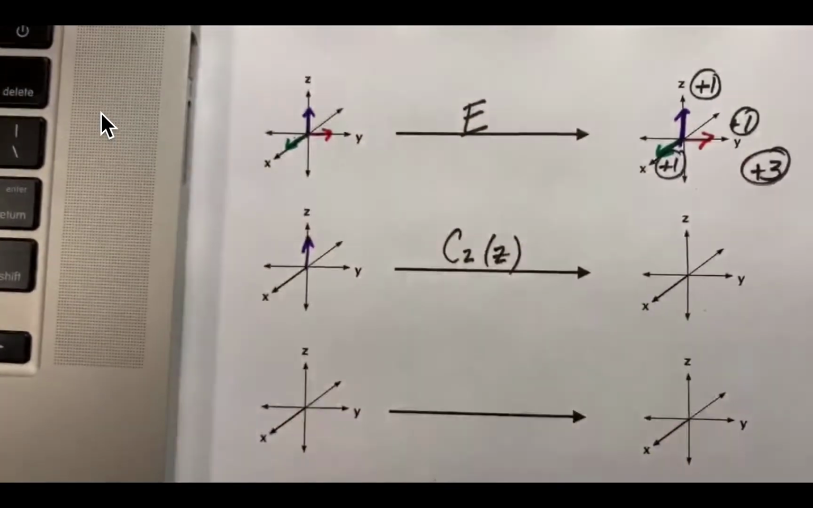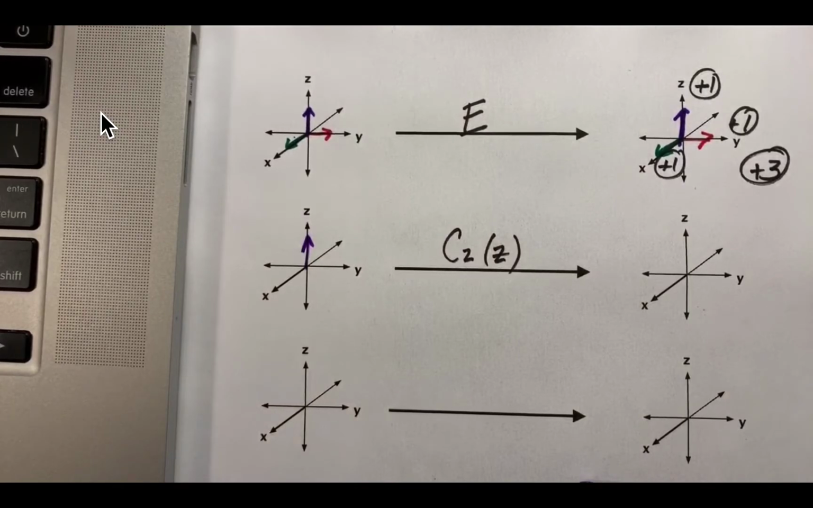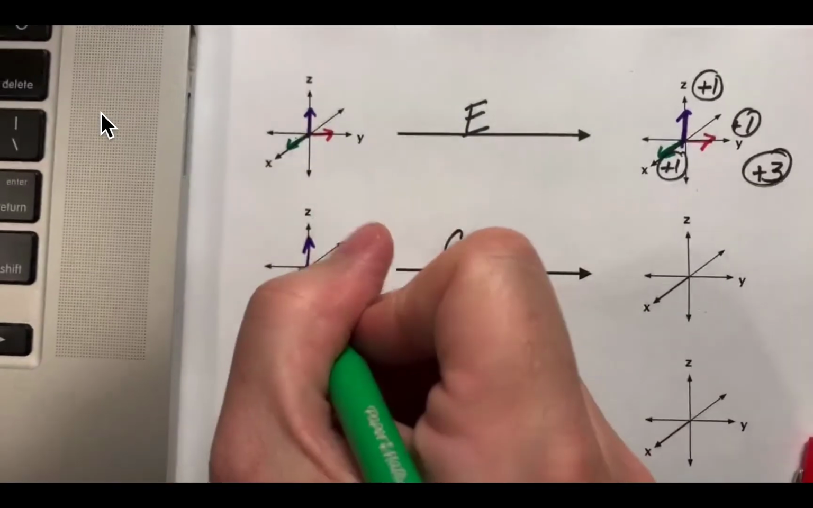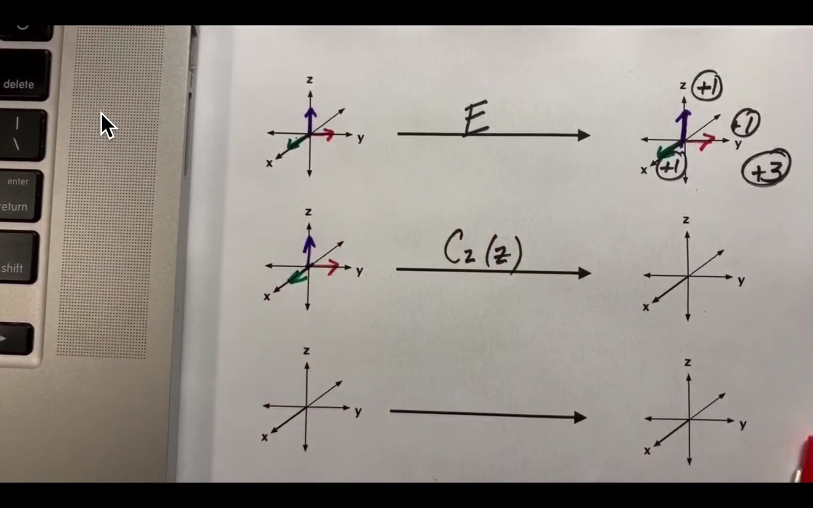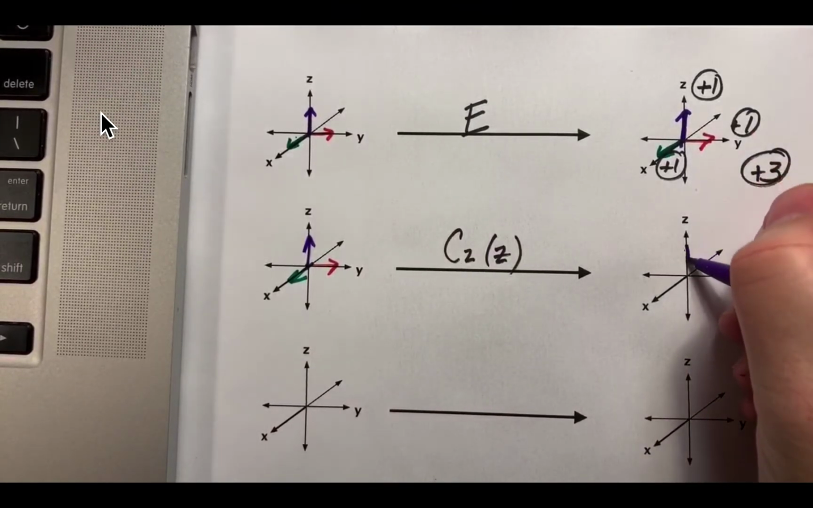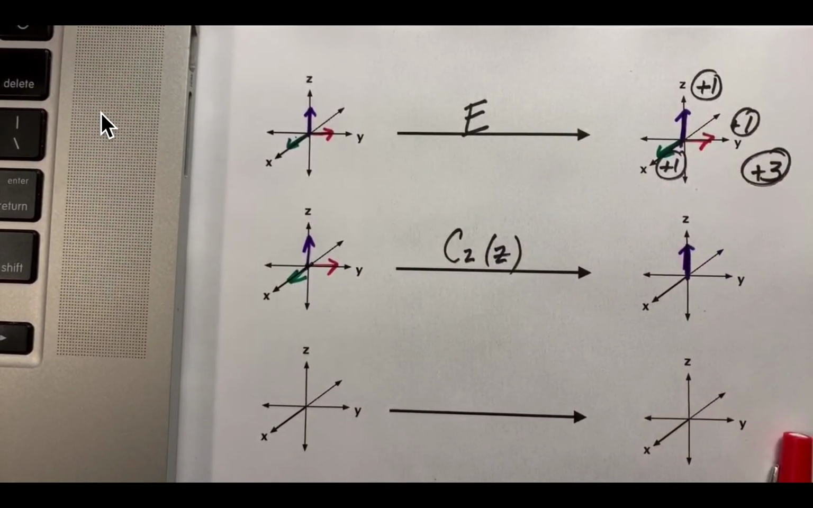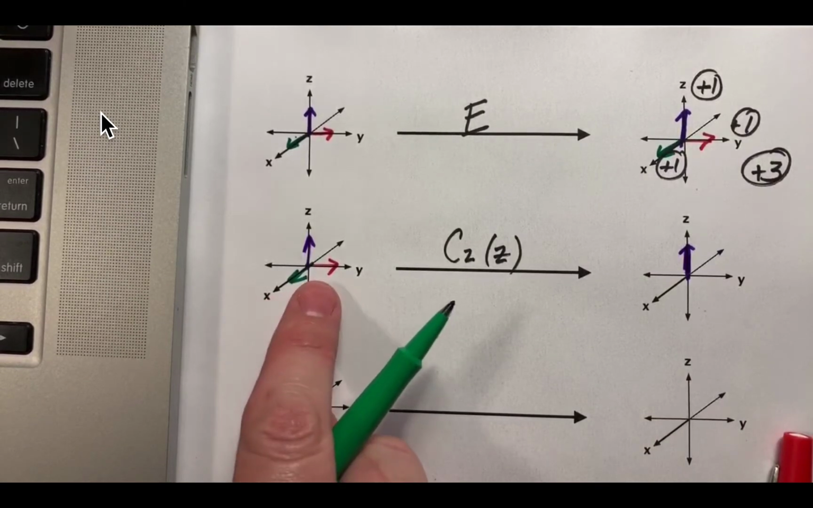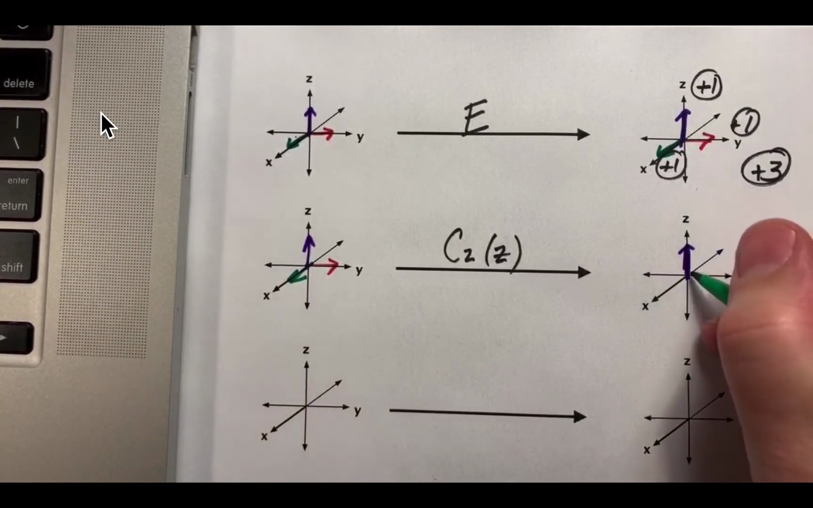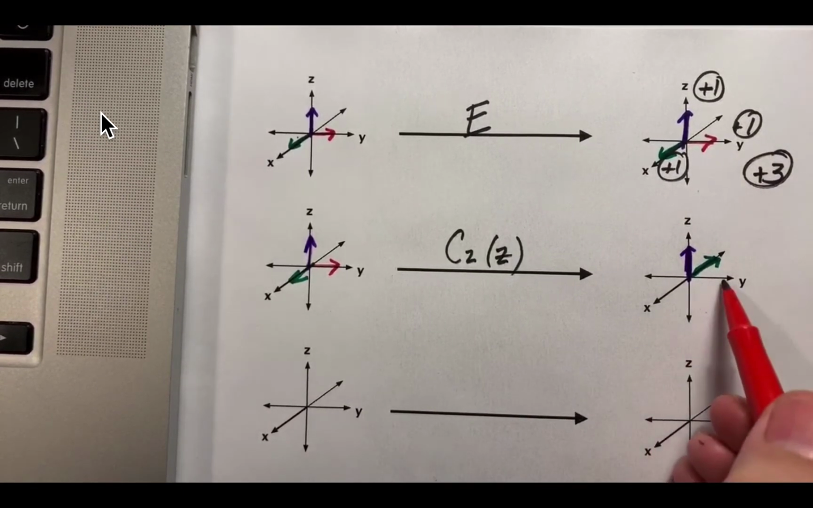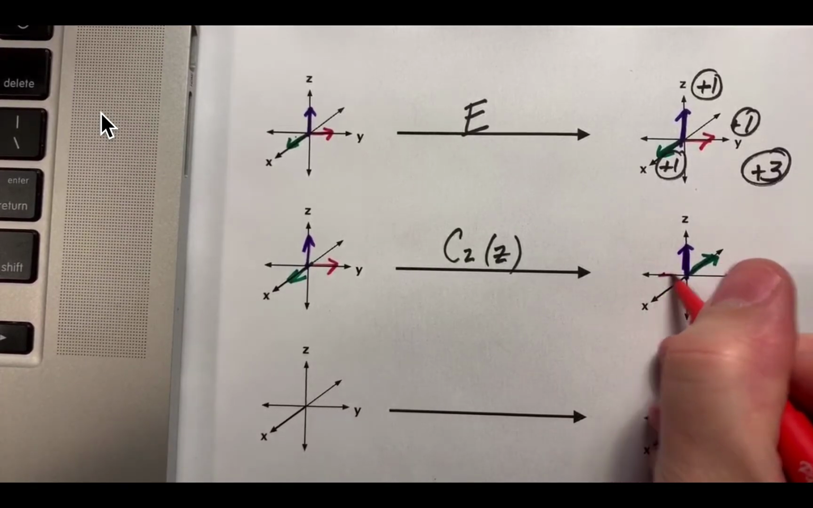Okay, z is purple. Y is red, X is green. We're going to do a rotation around the z-axis. Well, anytime we do a symmetry operation around an axis, the axis that we're doing it around is left unchanged, so z still points up. X, which pointed out of the page, now points into the page. And y, which was pointing to the right, now points to the left.